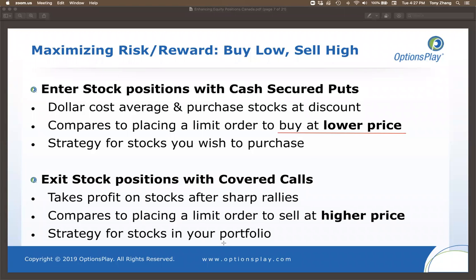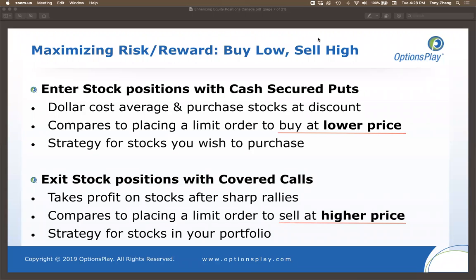Once you're in those stocks, you want to try to take profit on those stocks after they rally. One of the ways you can do this is by selling a covered call, which is comparable to placing a limit order to sell your stock at a higher price. And lastly, this is a strategy for any stock or ETF that you currently hold in your portfolio.